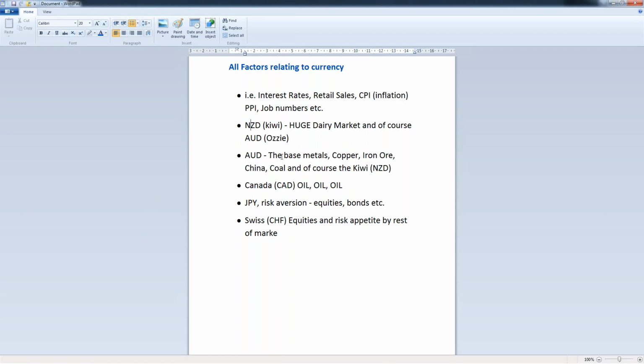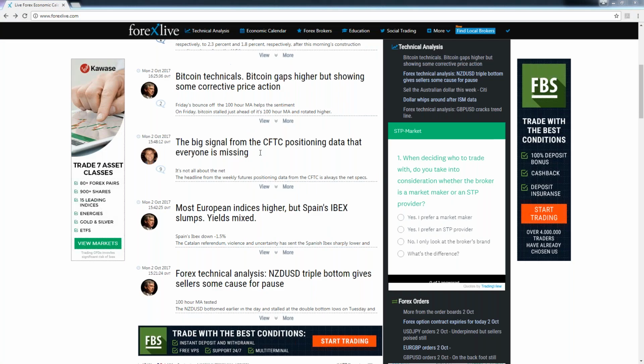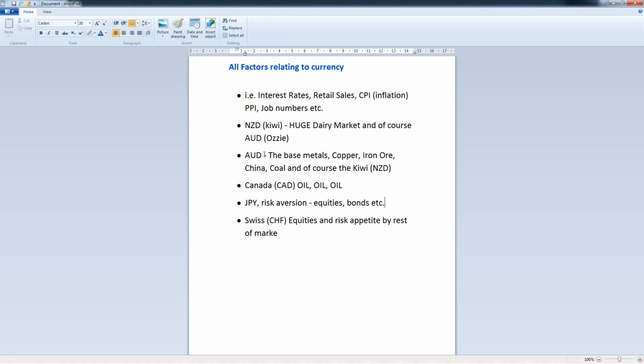So again, the Australian dollar: you've got your base metals, copper, iron ore, China, coal, and of course the Kiwi dollar. So let's go backwards on this. Anything you're trading with Aussie pairs, Aussie dollar, Aussie Kiwi, whatever you're looking to trade, you're then going to go back on yourself and keep an eye out for the Kiwi NZD numbers as well. Like recently, we've just had a New Zealand election. That would be massive if you're trading anything Kiwi related, but also anything Australian pair related as well. That would affect each pair massively. And even if it's just for the volatility factor, always price that in.